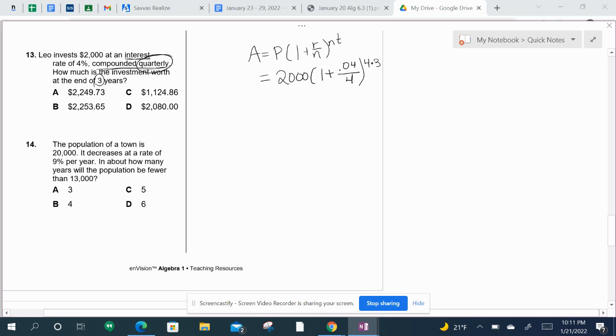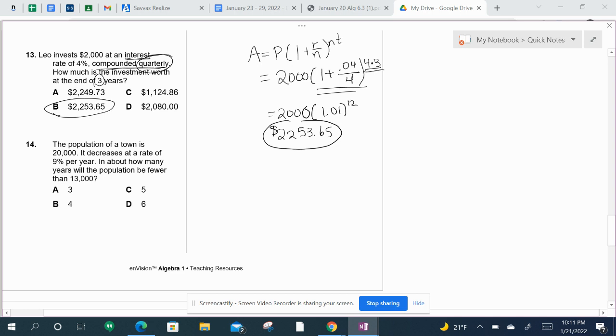Now remember, we have to help our calculator out a little bit, so we're going to simplify the parentheses and get 2,000 times, and then type in 1 plus 0.04 divided by 4, and we end up with 1.01. And then simplify our exponent, 4 times 3 to the 12th power. And then plugging that in, we get 2253.65 when we round to the nearest cent. So that would be answer choice B.